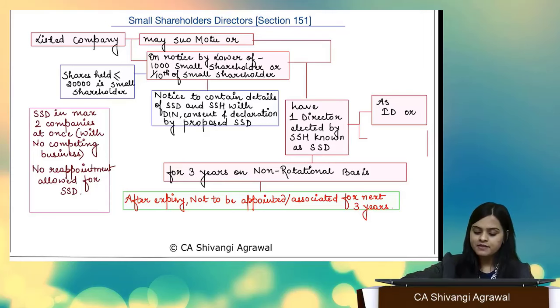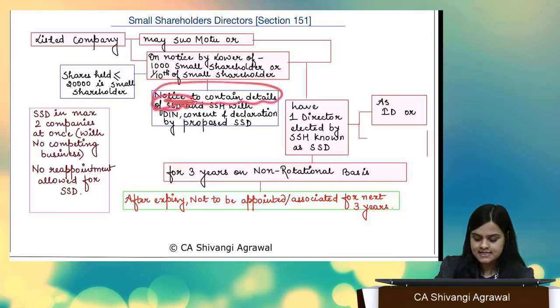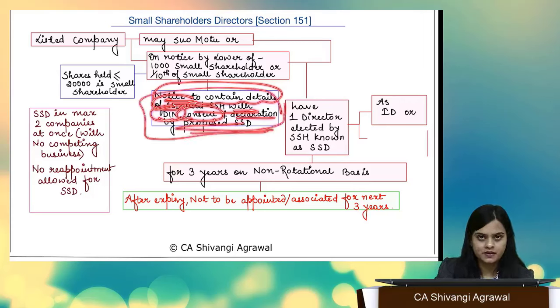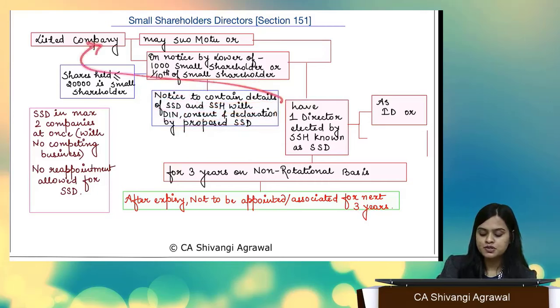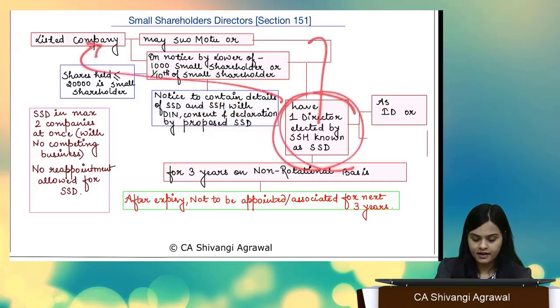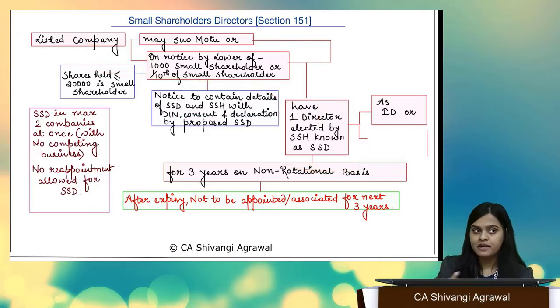Right. So they will send a notice to the company that we are proposing the appointment of this person as SSD, and this is his DIN, this is his consent, and he has given a declaration that he is not disqualified. Right. So along with these details, they send a notice to the listed company. The listed company may have one director elected by small shareholders. Now this is not a normal election by all the shareholders. So it's not an ordinary resolution in general meeting. It is the election by small shareholders only.